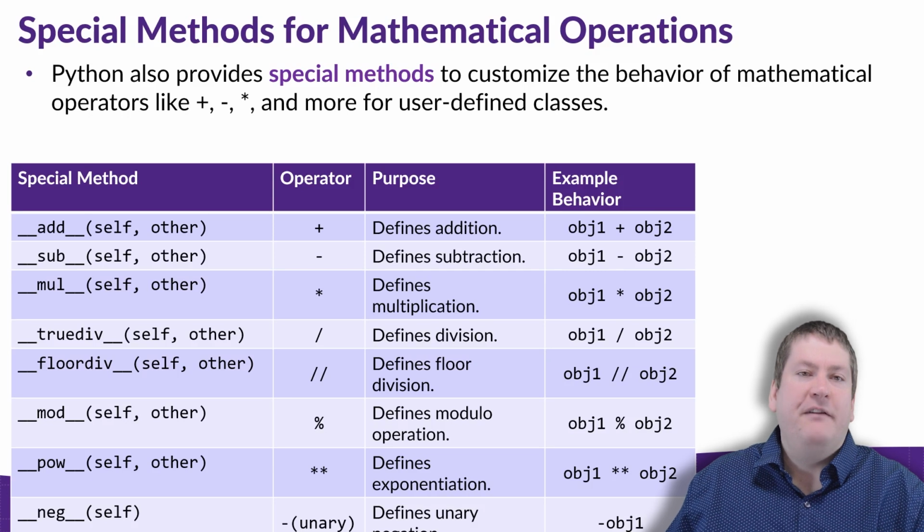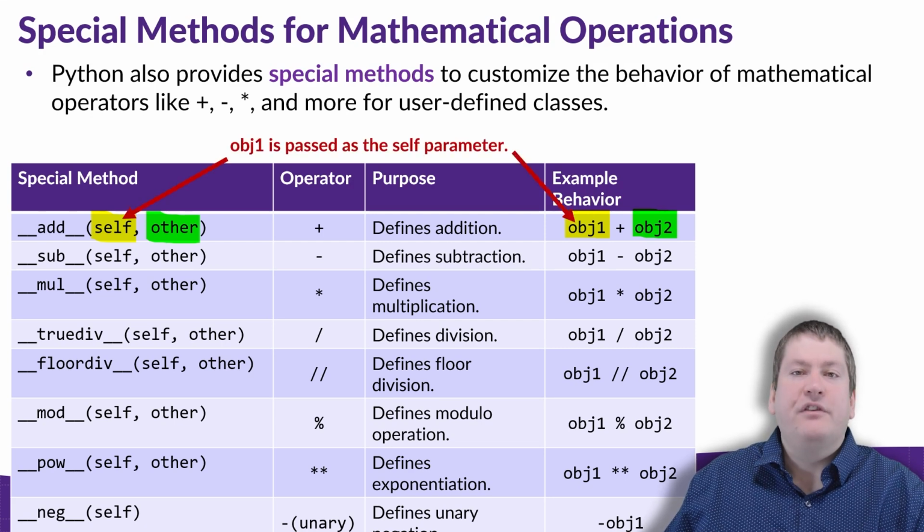For example, for addition, we have add. For subtraction, we have sub. For multiplication, we have mul, and so on. And these work just like the special methods we saw before, except instead of returning true or false, they return some value that is the result of this operation. And again, they occur in the same order, the arguments. So here we have self, which is going to be the first object, the one on the left, and other is going to be the object on the right. That means we're calling the special method on the object on the left, and we're passing an argument which is equal to the object on the right to the special method. Let's take a look at how this works.